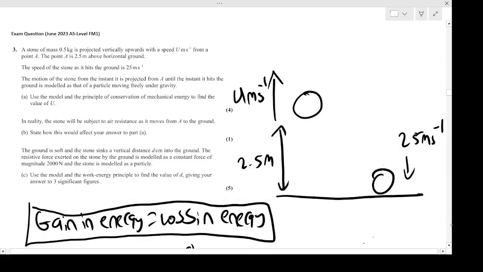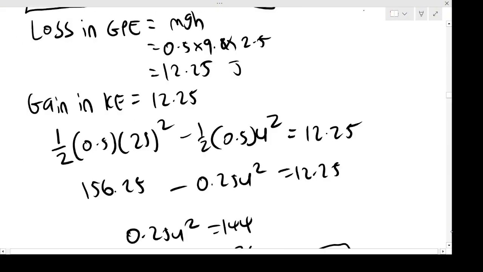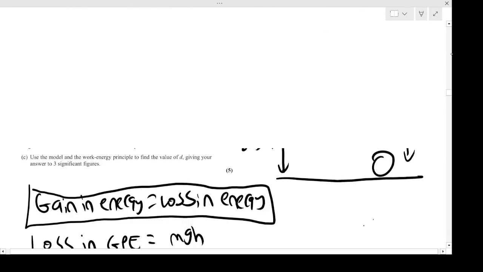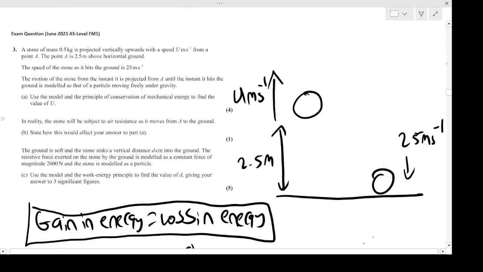So if I draw this situation now, we've got a slightly different situation. What's happening is this stone is going through the ground. I'm guessing it's some sort of mud or something. So it's d centimeters above ground into the ground.